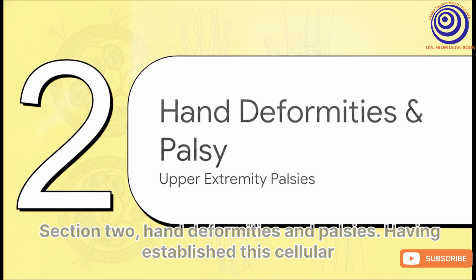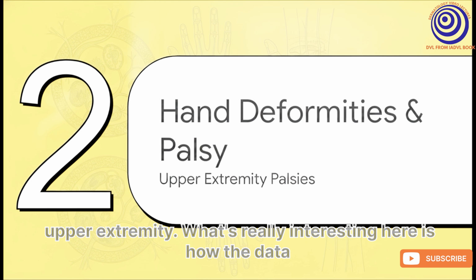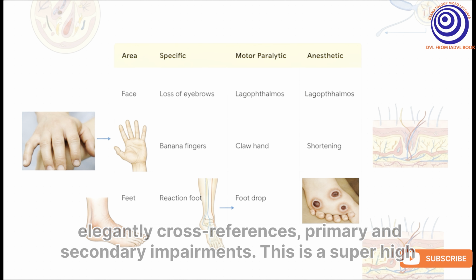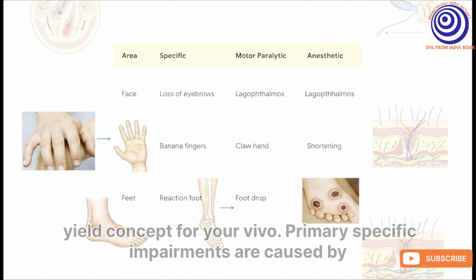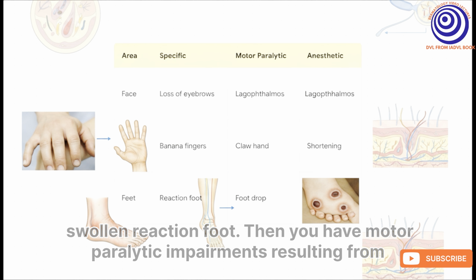Section 2, hand deformities and palsies. Having established the cellular destruction, let's see how this actually manifests biomechanically in the upper extremity. What's really interesting here is how the data elegantly cross-references primary and secondary impairments. This is a super high-yield concept for your viva voce. Primary specific impairments are caused by direct bacillary infiltration. Think madarosis on the face, banana fingers, or a swollen reaction foot.